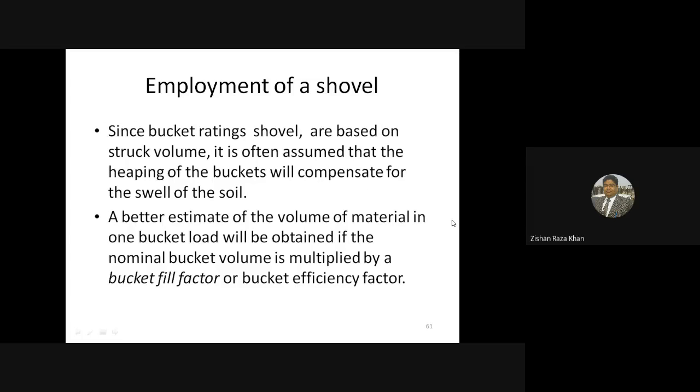Now, since bucket ratings of shovels are based on struck volume, it is often assumed that the heaping of the bucket will compensate for the swell of the soil. It means when this material is being excavated by the front shovel, it contains more material in the form of a heap than the struck capacity. So it is assumed that whatever swell has occurred in the material is compensated by that extra heap. So you can directly calculate the bank cubic yards using the number of buckets filled by the shovel.